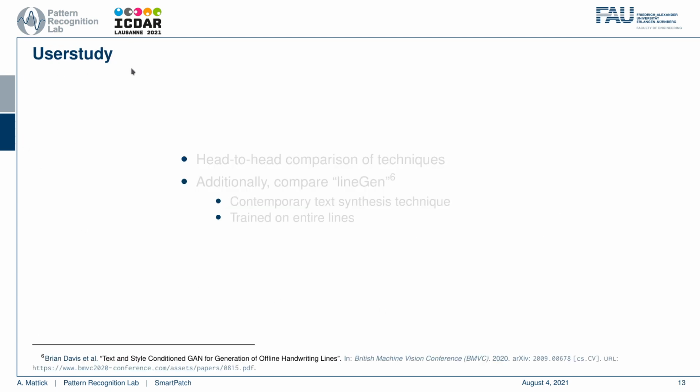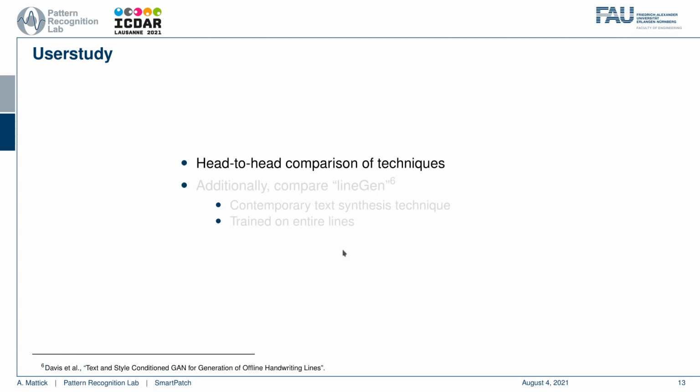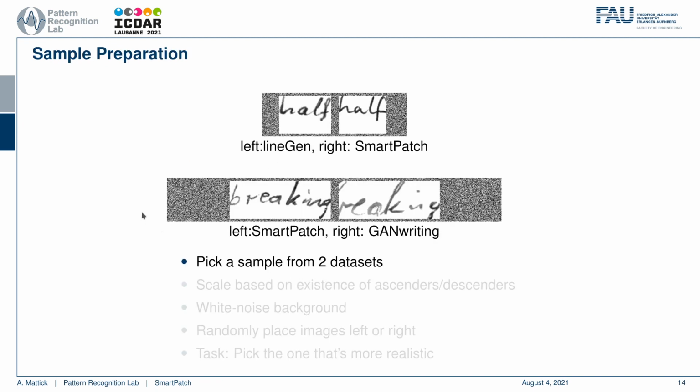To put both together, we also have a head-to-head comparison of different techniques in a user study. Additionally to the technique GANwriting and real data, we also compare with LineGen, which is a technique by Davis et al., which is a contemporary technique and was trained on entire lines. Why this is important, you're going to see when we discuss the results. But first, let's look at how we prepared the samples.